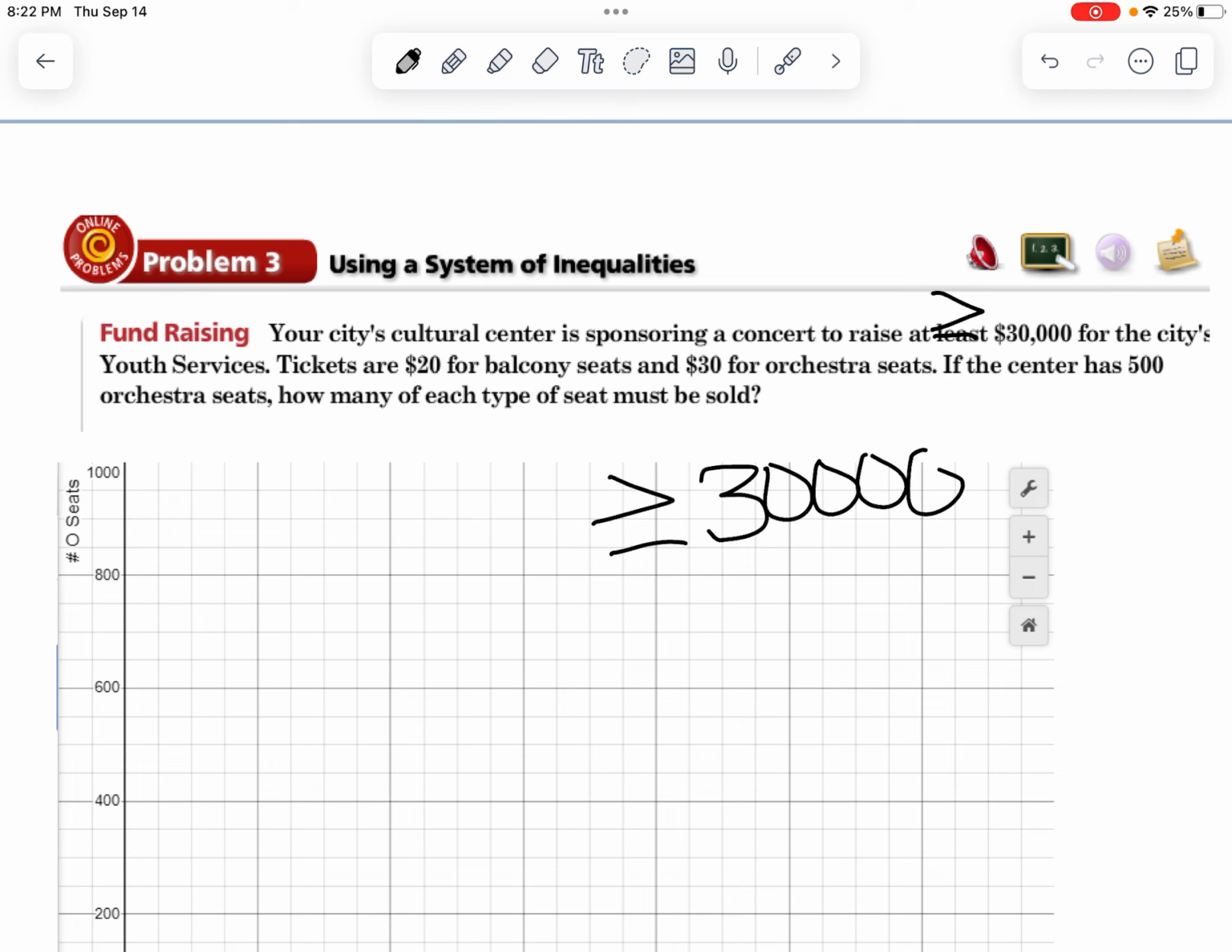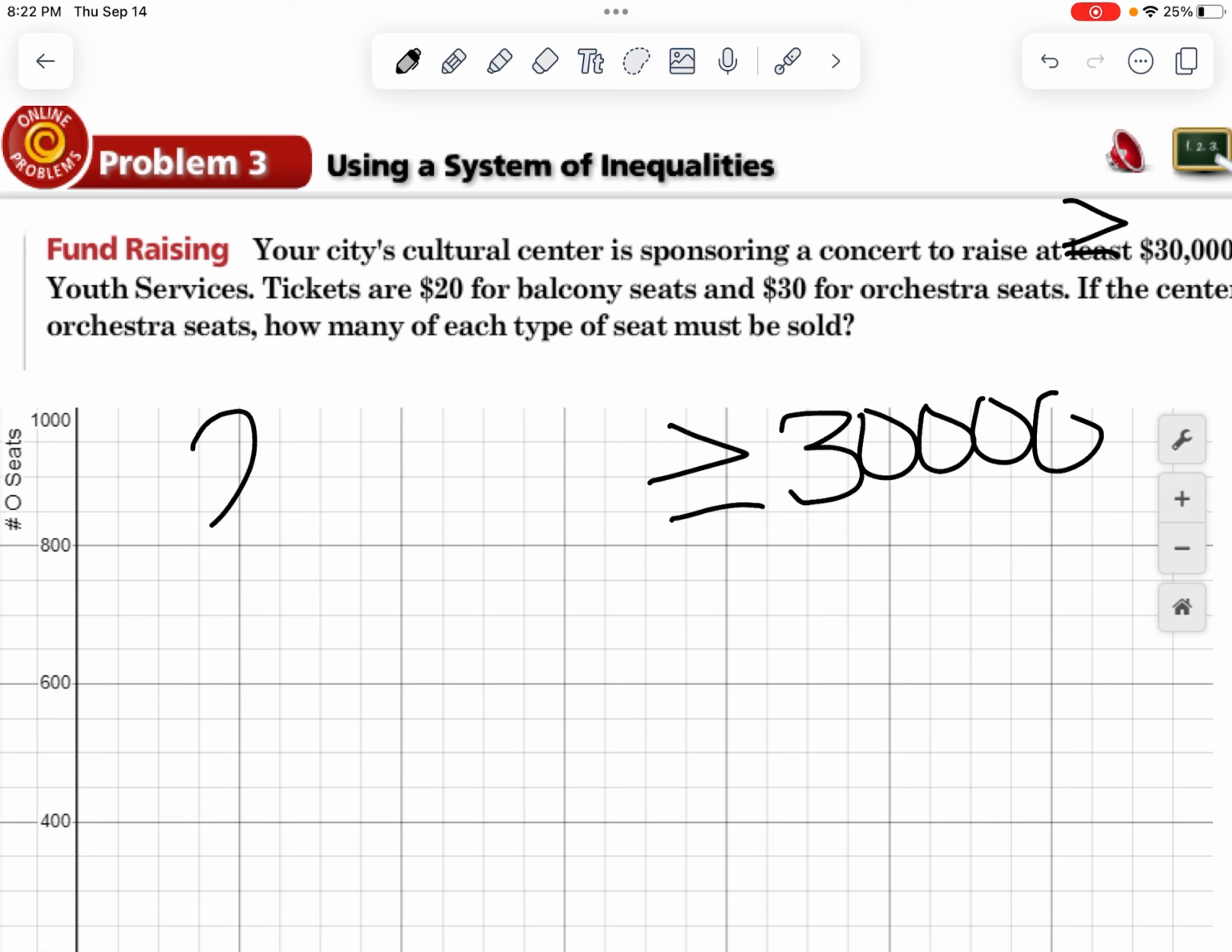Tickets are $20 for a balcony seat. So $20 for a balcony seat.